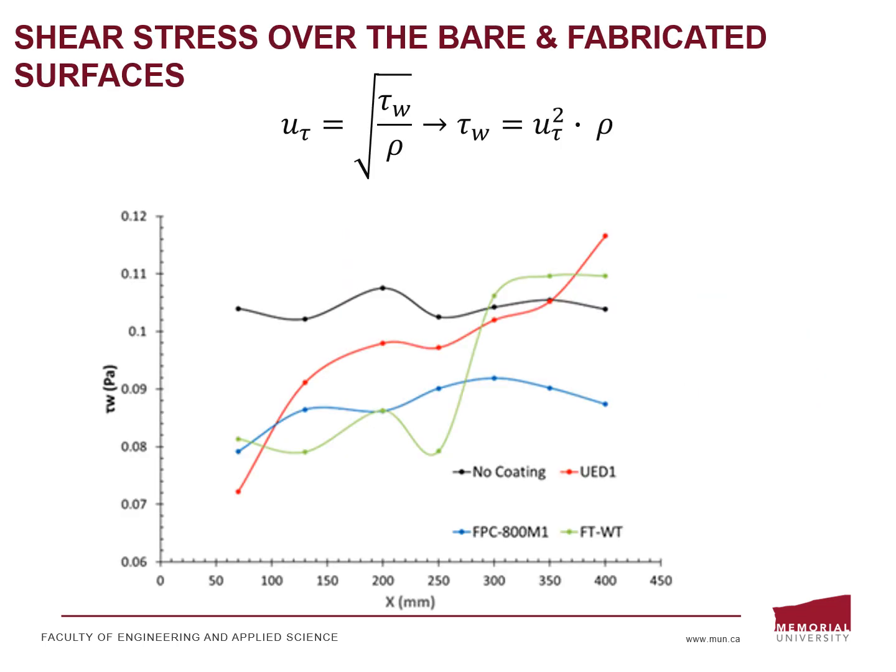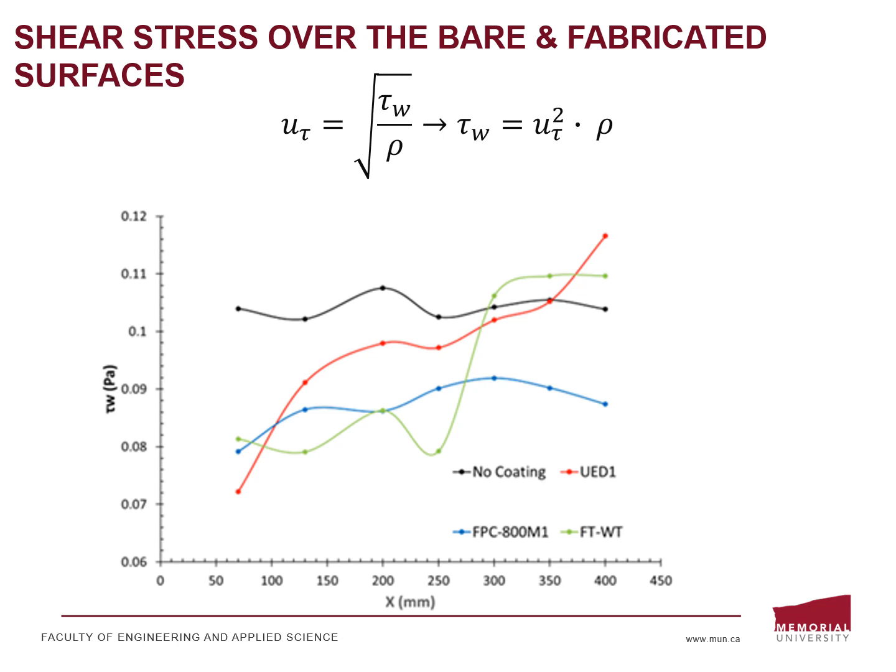For this reason, the wall shear stress over the smooth and the three superhydrophobic surfaces was calculated based on the friction velocity as presented here. The friction velocity for each surface was calculated using the logarithmic law of the wall. This figure presents the distribution of the wall shear stress over each surface at 7 locations.